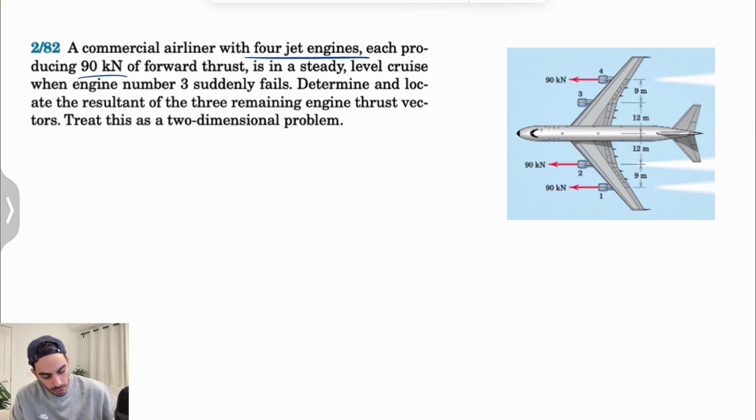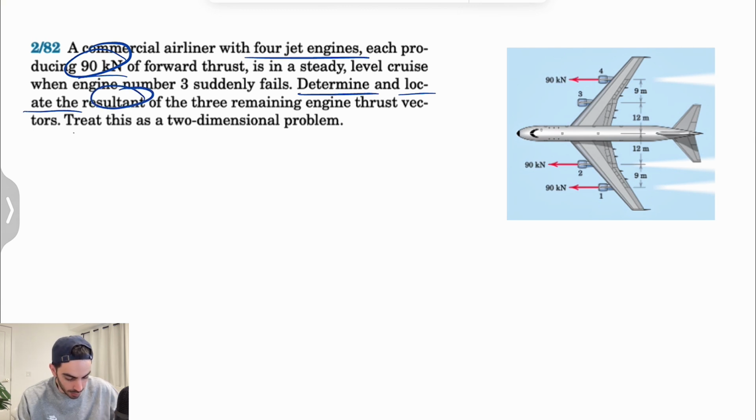We have a commercial airliner with 4 jet engines, each producing 90 kilonewtons of forward thrust, in a steady level cruise. When engine number 3 suddenly fails, we need to determine and locate the resultant of these 3 remaining engine thrust vectors. We can treat that as a two-dimensional problem.